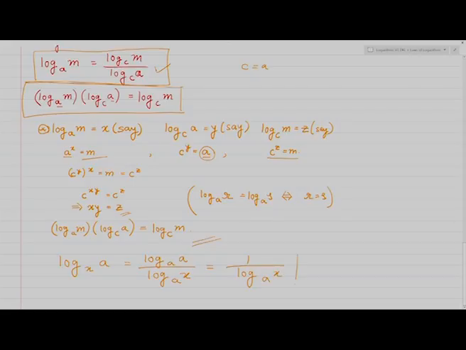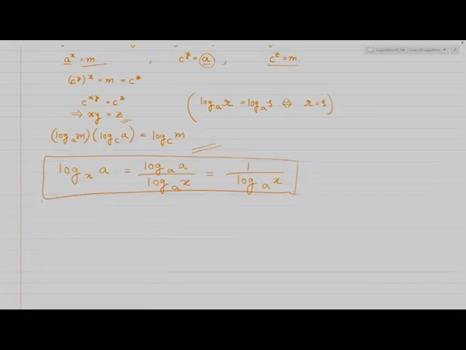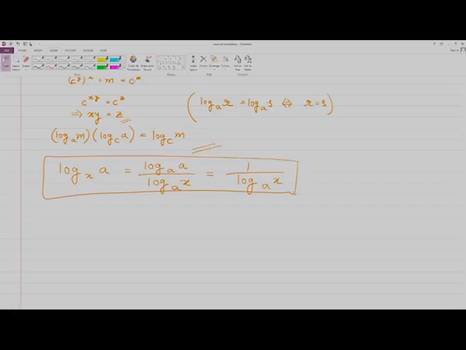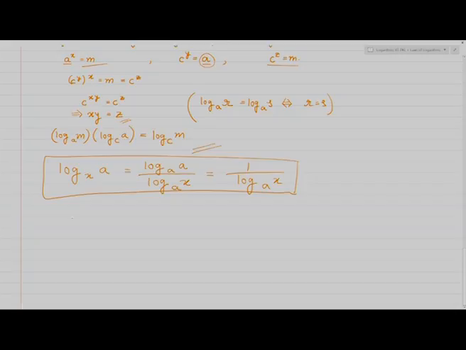But this is a new property, right. If you want to change the base, and make the base the argument and the argument the base, then you have a new property, which is: log to the base x of a is equal to 1 upon log to the base a of x. So, this is change of base in action. I have changed the base to the argument and the argument to the base, provided they satisfy all properties.